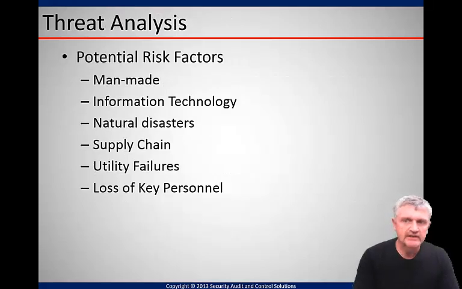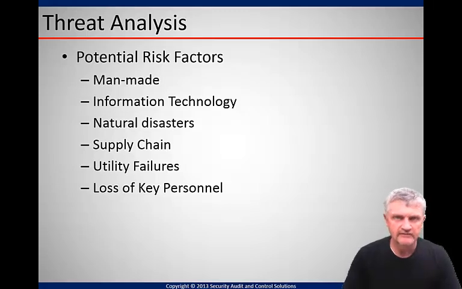Now, when we do a threat analysis, we can look at potential risk factors. Man-made: there could be sabotage, there could be riots outside the building. Information technology, systems going down. Natural disasters, floods, hurricanes, tornadoes. Supply chain risk factors. This means a supply chain might not be in existence tomorrow because of the financial stress in the world at the moment. Also, they might not keep stock on hand if you require that as well. Utility failures such as my water, my electricity coming into my environment, and then loss of key personnel as well. Need to consider those topics.